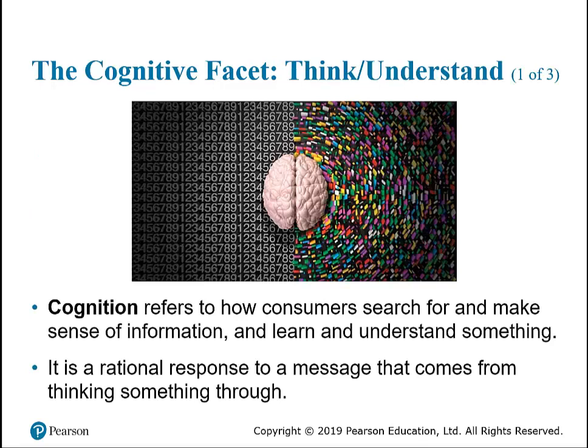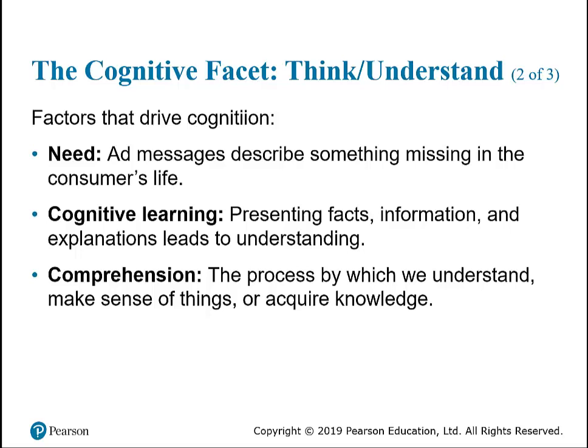The cognitive facet. Think, understand. Cognition refers to how consumers search for and make sense of information and learn and understand something. It is a rational response to a message that comes from thinking something through. Factors that drive cognition. Need: ad messages describe something missing in the consumer's life. Cognitive learning: presenting facts, information, and explanations that lead to understanding. Comprehension: the process by which we understand, make sense of things, or acquire knowledge.